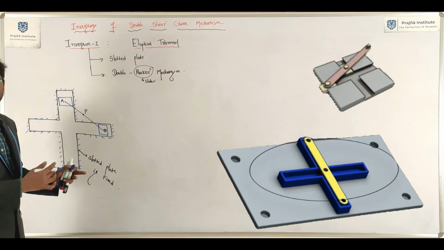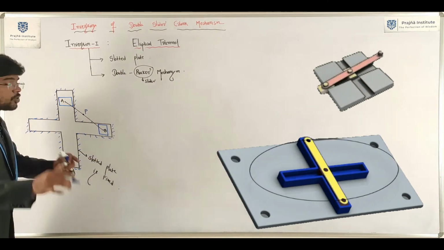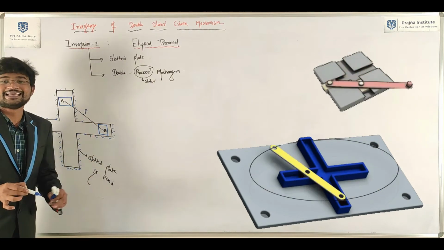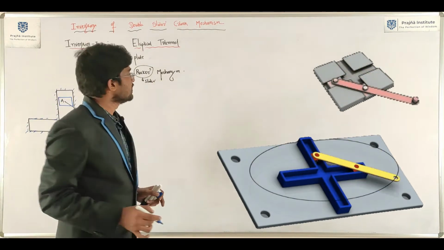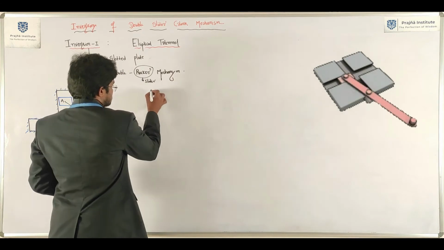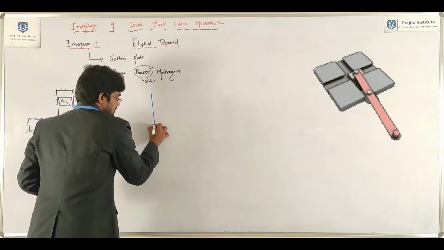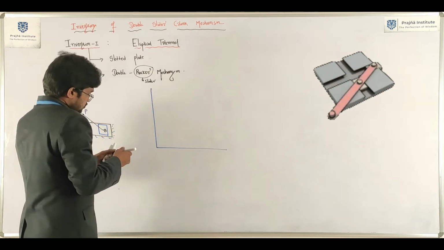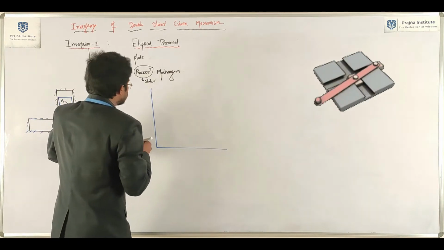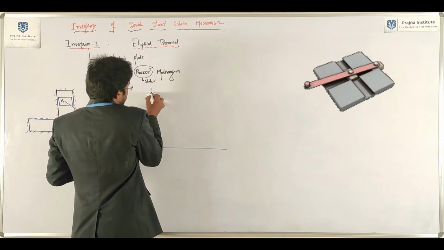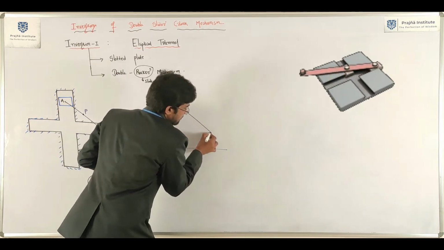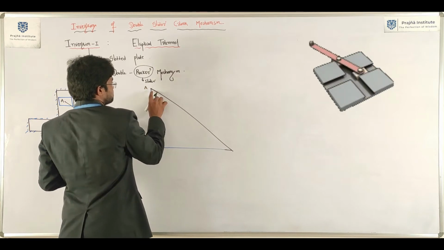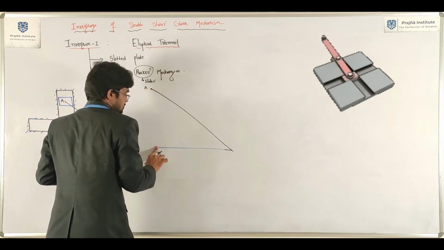How to prove? Mathematically, the locus of any point on the link AB gives an ellipse. Now we need to prove it. Just have a look at these calculations. You will definitely feel that you can draw an ellipse by using the elliptical trammel. So this is the point A.